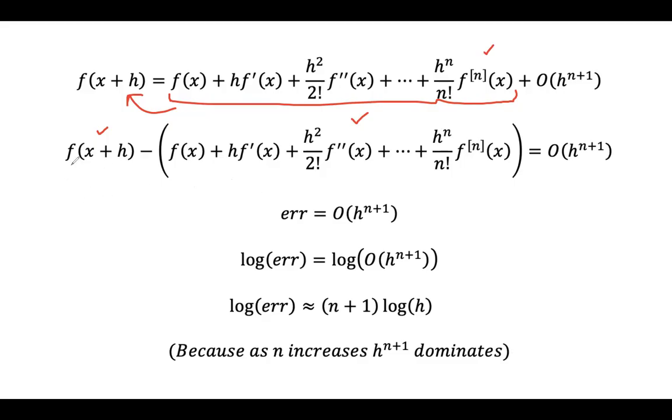So what is the difference? What do you call this term? The difference between the actual value and the approximate value is called the error, the error associated with using this numerical method. So the error between the actual value and the approximate value is equal to order of h raised to n plus 1. This is a power, in the exponent, right? So you take log on both sides. When you take log on both sides, it becomes log of error is equal to log of order of h raised to n plus 1. Now you know that this power term can be taken outside the log.